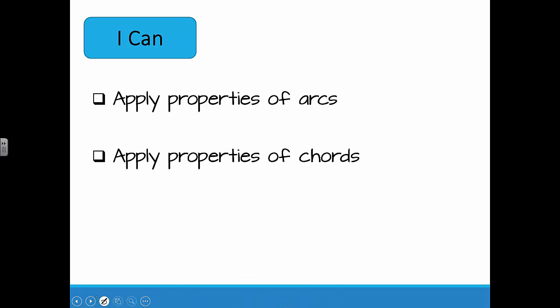So we'll do some more of this practice in class, but you should be able to apply the properties of arcs and chords to solve some problems like we just did. Make sure you write down any questions you have and we can go over them together.